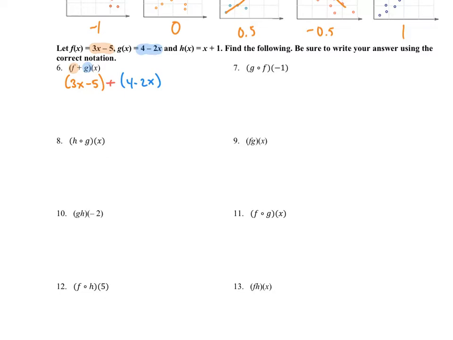So all I really need to do is combine like terms. So 3x minus 2x would be 1x, and then -5 plus 4 would be -1. Remember, we want you to write the answers with the notation on them. So (f plus g)(x) equals x minus 1.